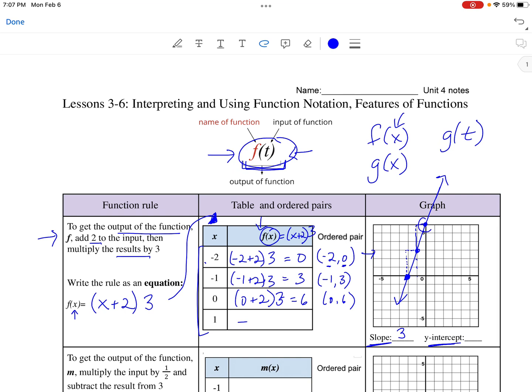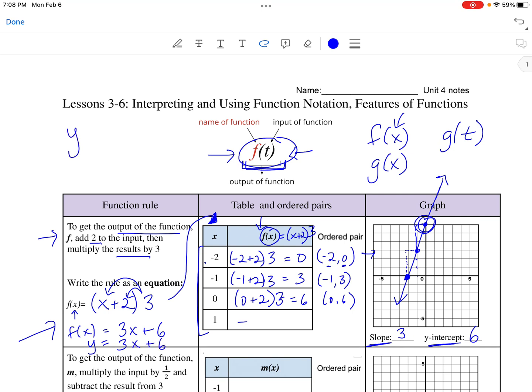We can see here the y-intercept is 6. We can also tell it from the equation. Let's go back here to the equation. Now, I'm actually going to distribute the 3, so it will look a little bit more like our slope-intercept form of an equation. So that's going to be 3x plus 6. Now we could rewrite that. Instead of f of x, we could write it as y. And that should look familiar to us.